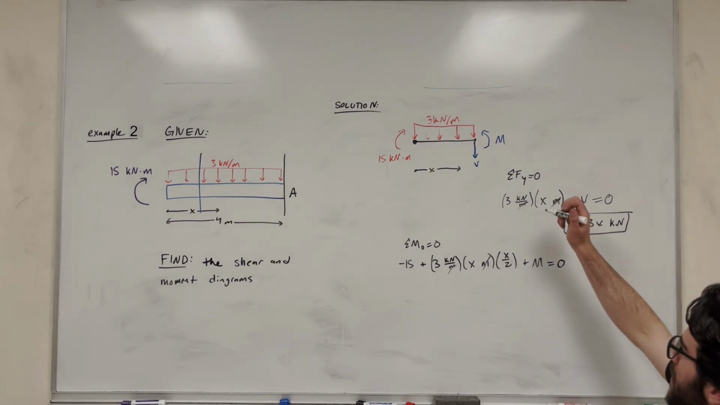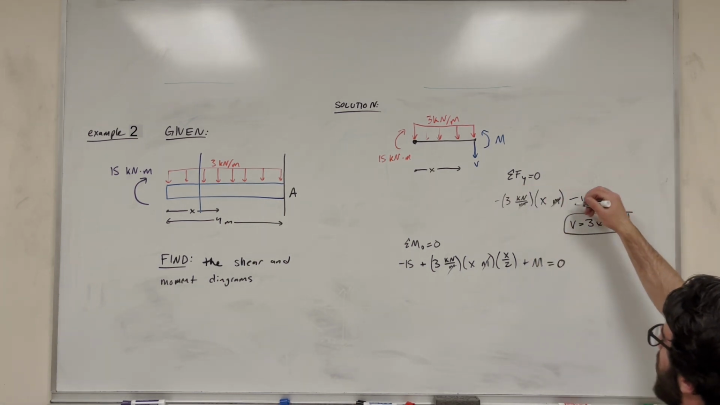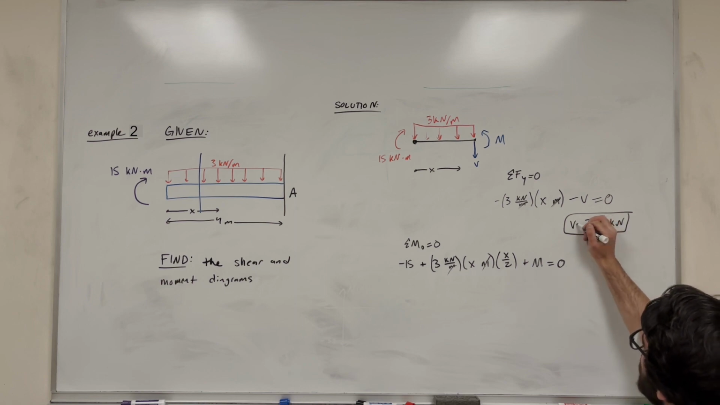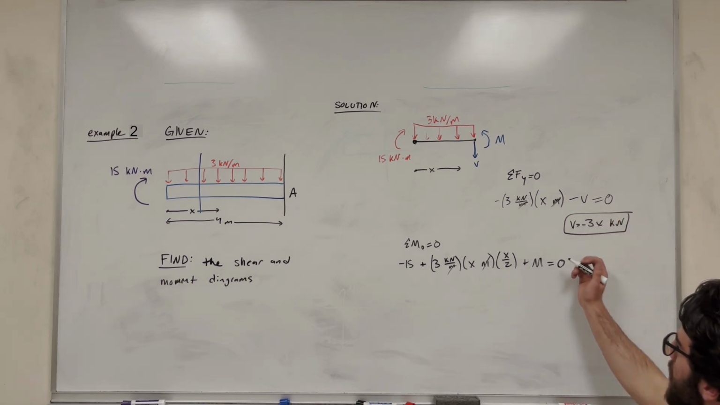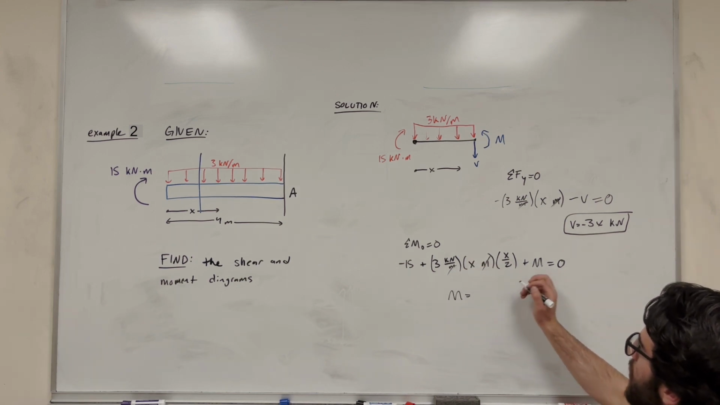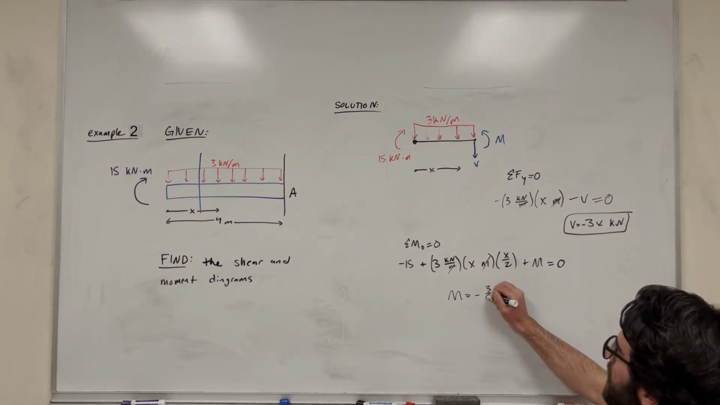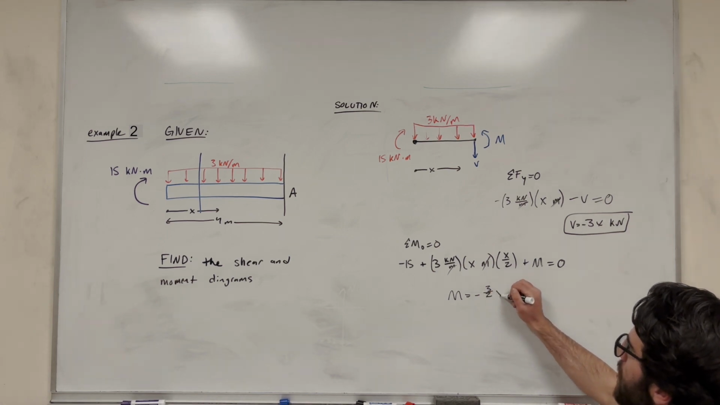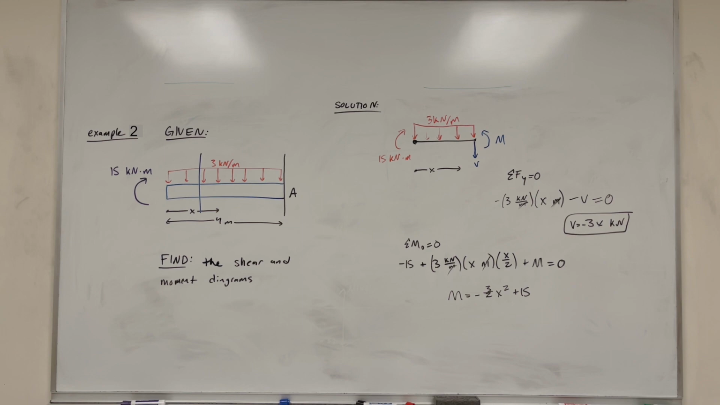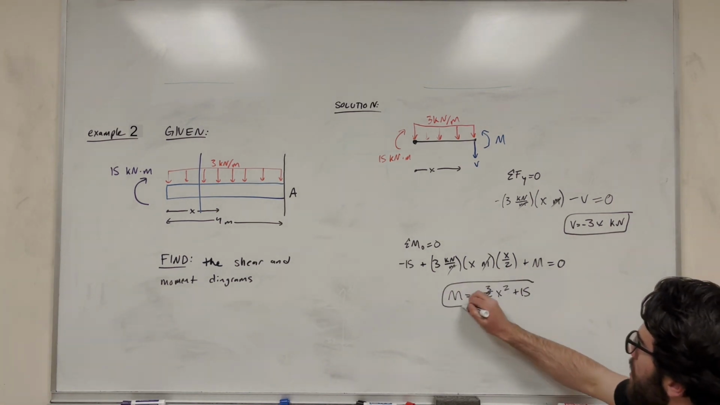Okay, I got confused because I forgot a negative here. It'll be minus minus, so this will become a negative 3. So this is correct. Then if we rearrange this equation and move everything over, you're going to get the moment is negative 3 halves, 3 over 2, x squared plus 15. So this is our moment equation.